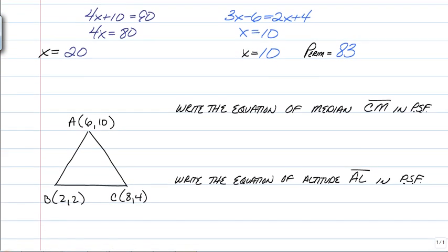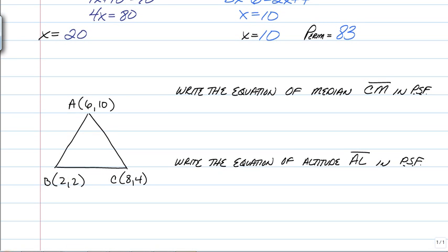Last thing we're going to talk about is writing equations of a median and an altitude. So to do that, you need to know what each one of them is. So first we're going to talk about the median. It starts at C and it finishes at M. Now M is the midpoint of the opposite side. So we know that's M. We don't know the slope. Medians are not perpendicular to anything, so we cannot use perpendicular slopes of the side AB. But we do know that M is your midpoint. So you just have to find the midpoint of AB.